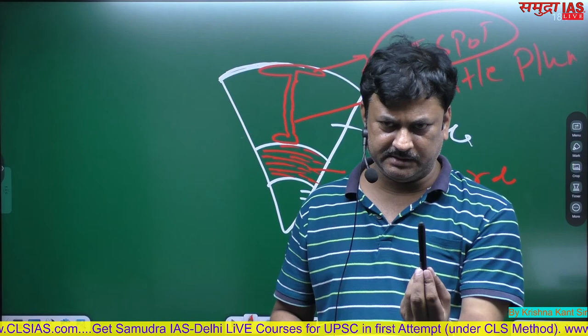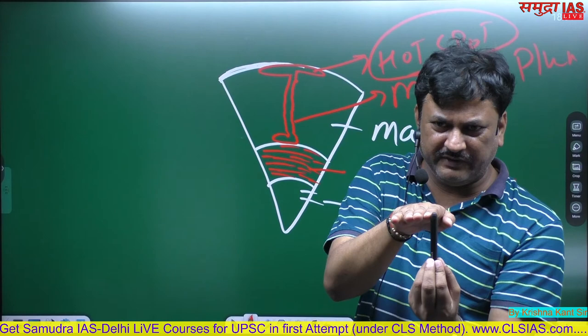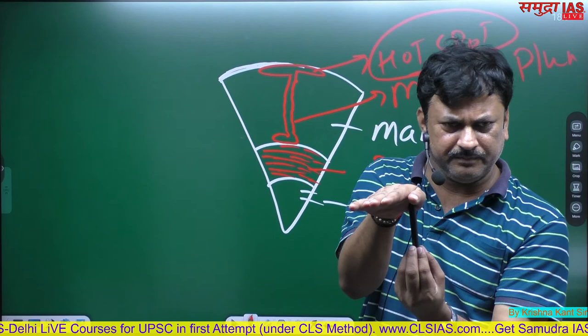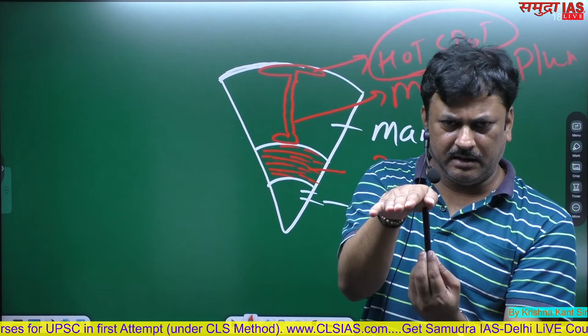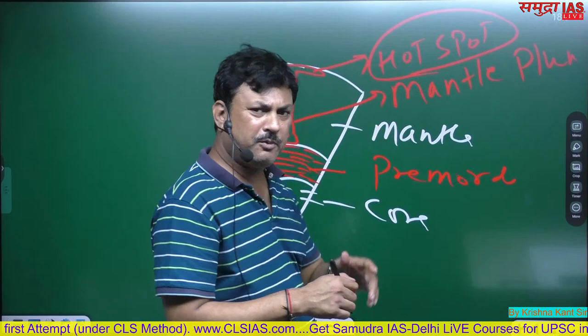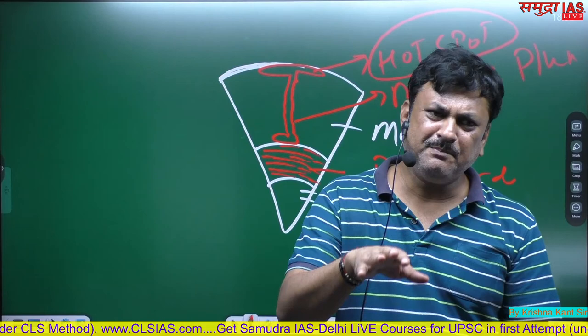And suppose any plate is moving over hotspot, then what will happen? When it moves over this hotspot, if the crustal part is weak, then what will happen? The hotspot will melt and volcanic eruption will take place. So such type of volcanism is called hotspot volcanic eruption. Okay?